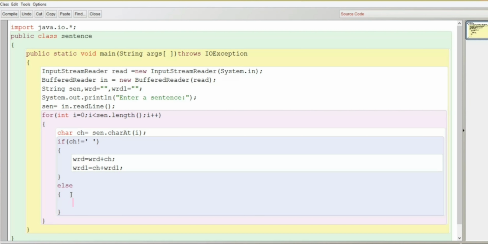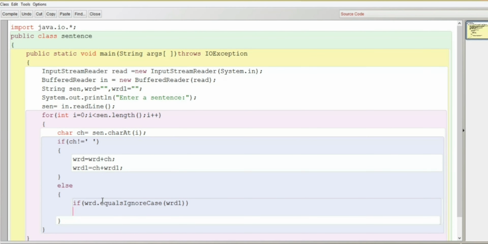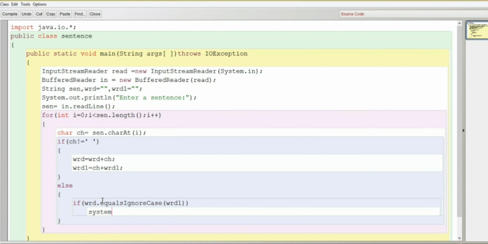And in the else part, I want to check whether what I'm collecting in WRD and WRD1 are both equal or not, with the help of the equalsIgnoreCase function. When a space is not there, the if part is collecting, and when a space comes, the else part executes. When the else part executes, WRD has some word and WRD1 has some word, and we check both in the else part when a space comes.